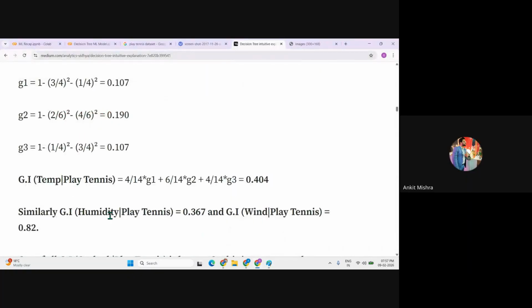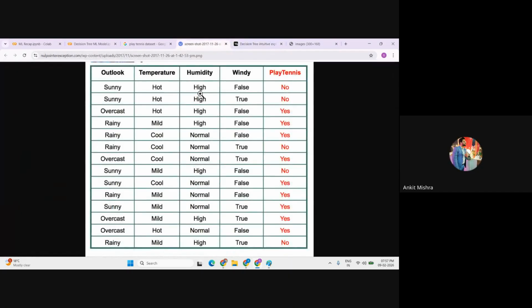I hope everyone is getting the point, right? Similarly, you will calculate the Gini index for the humidity one. It's your homework to use pen and paper, solve the expression, and then calculate and match with this one. I have already shared this article link. You will get the Gini index as 0.367.